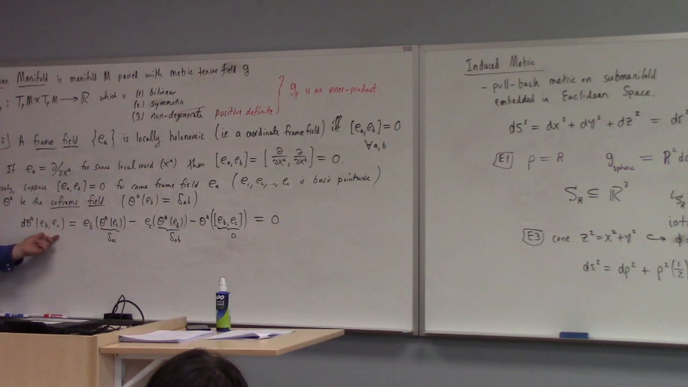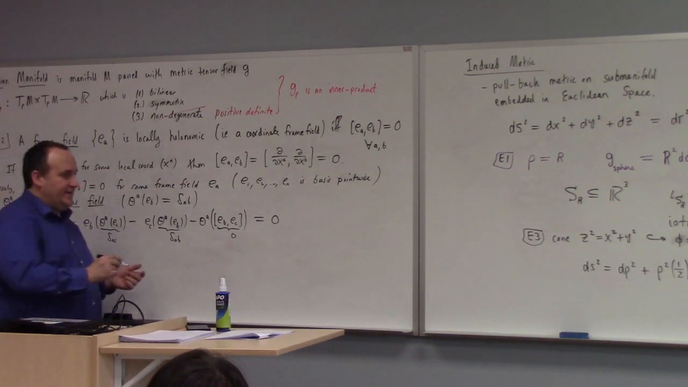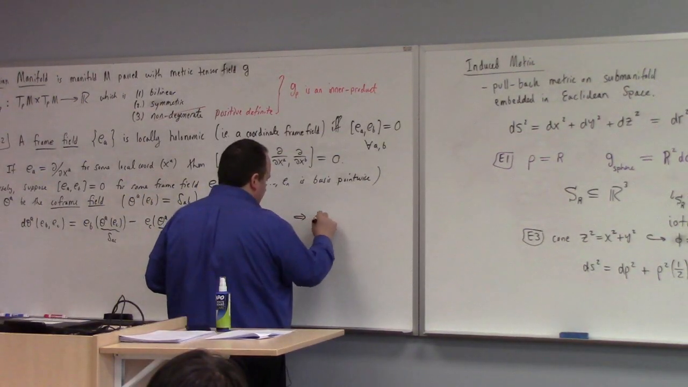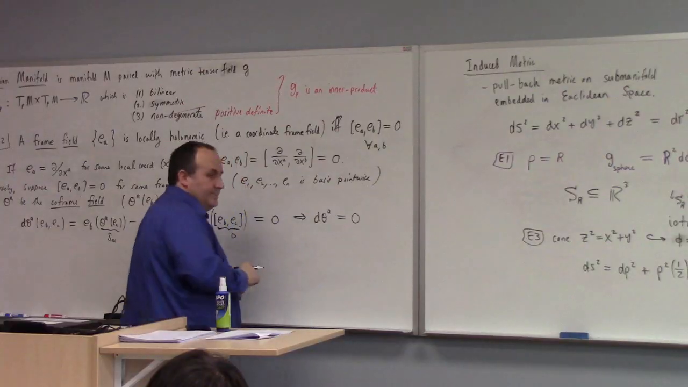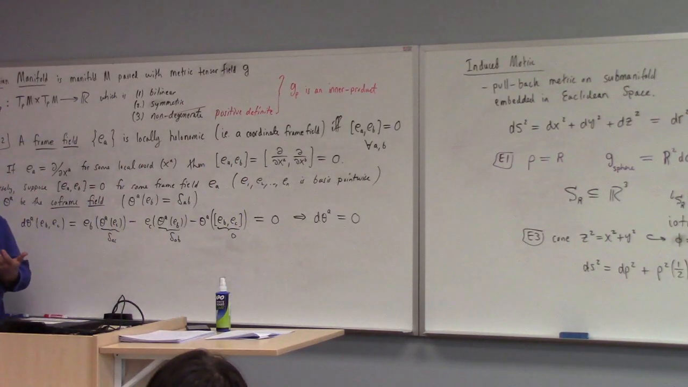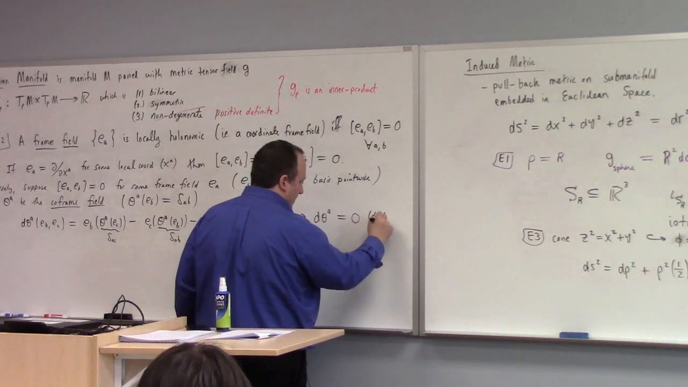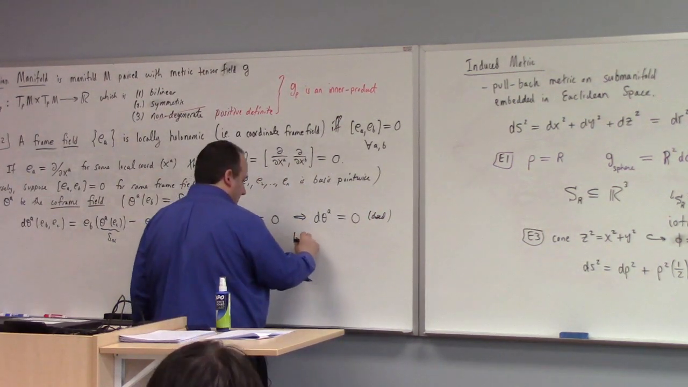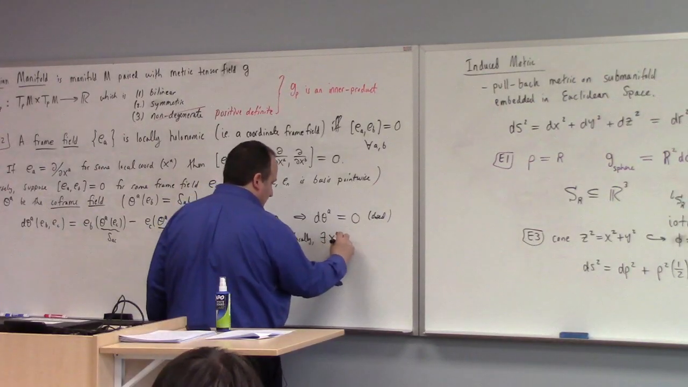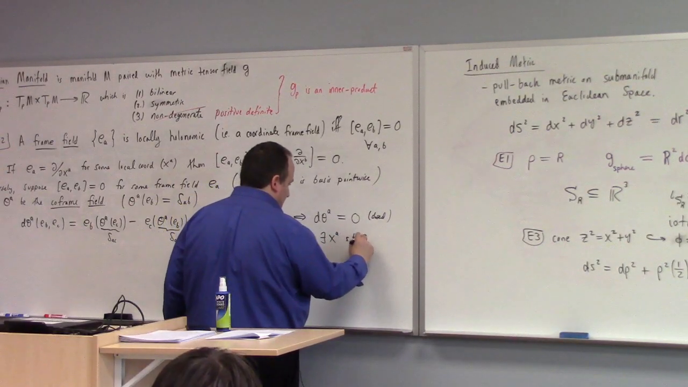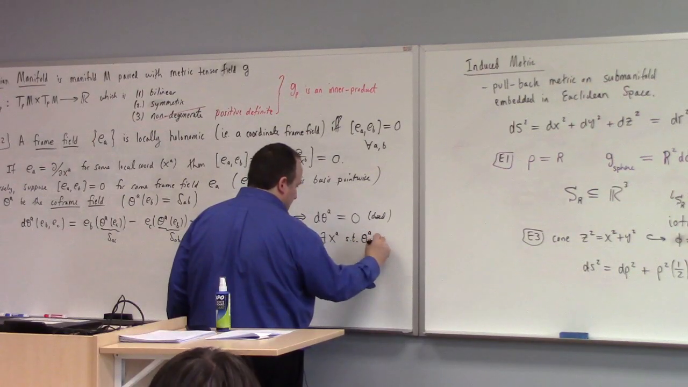But E_B and E_C form a basis for the tangent space, which means that this dθ^A is not just 0 on this pair. This pair is completely arbitrary. So this implies that dθ^A is actually equal to 0, which is to say that it's closed. So then, locally, what can we do? There exists x_A such that θ^A is equal to dx^A.